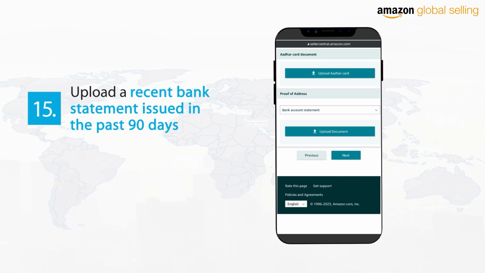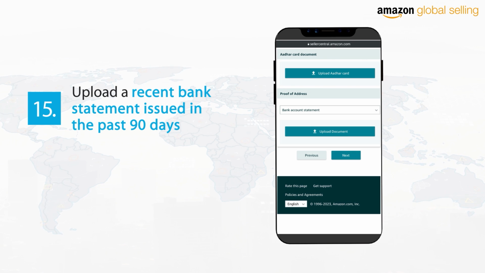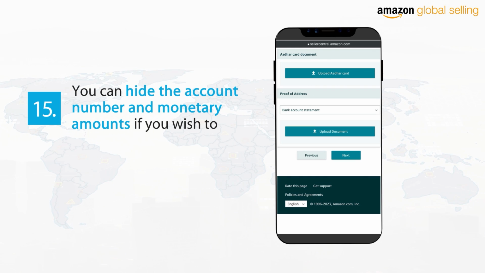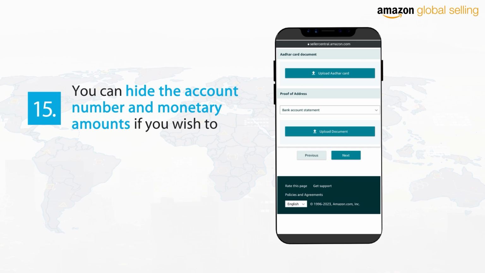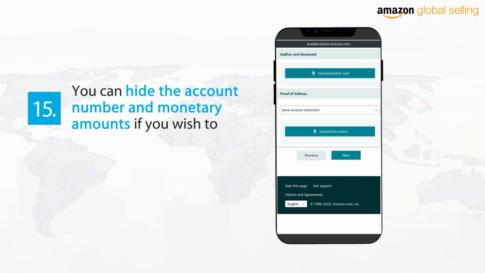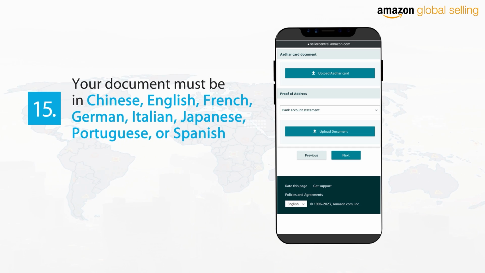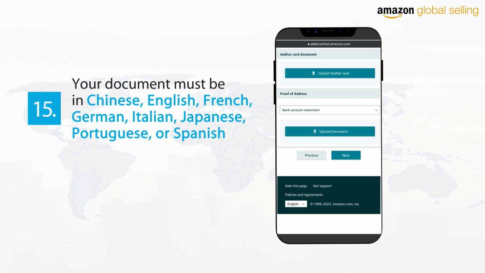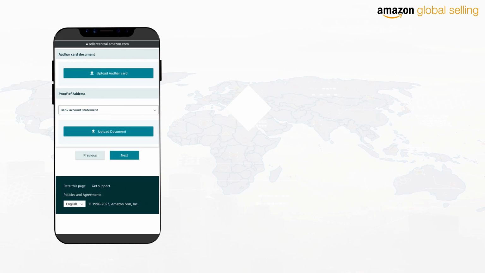Also, go ahead and upload a bank statement for the recent 1 month. You need to ensure that the bank statement has been issued in the past 90 days. It should be easily readable, and you can hide the account number and monetary amounts if you wish to, but the rest of the document must be visible. The documents must be in either of the following languages mentioned. If not, then we need to provide a notarized translation of your document into one of these supported languages. The prescribed formats and size of the file are mentioned.